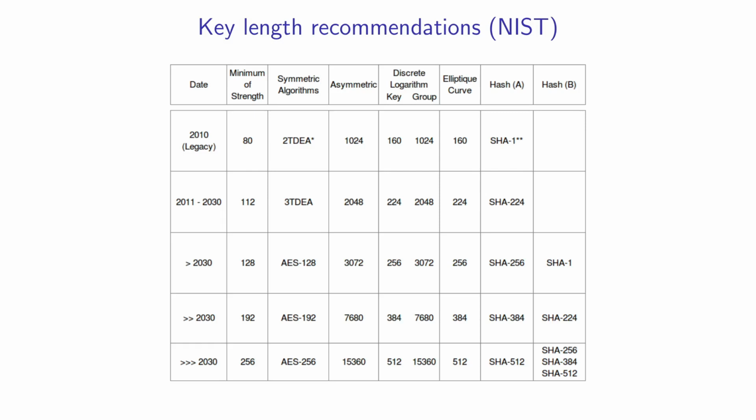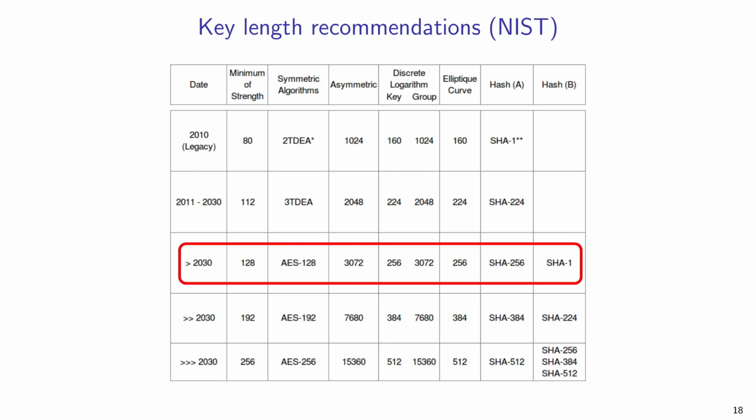Now, there are a couple of additional topics we have to discuss in this lecture. First, let's discuss the key length recommendations. Here is a table of key length recommendations provided by NIST. Today, we are targeting this security level, which is believed to provide security after year 2030. So, to preserve security after 2030, we should use a security level of at least 128 bits. This means that we should use AES 128 because it provides 128-bit security.